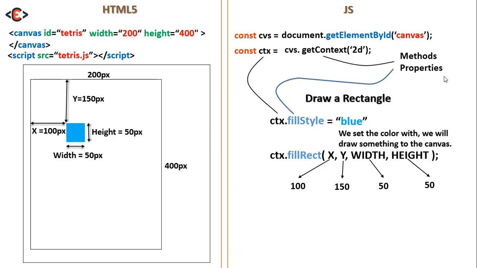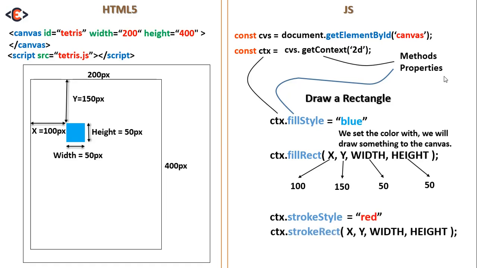Now we may need to add a stroke. The same thing: we define the stroke style, a color, red for example, and then we use strokeRect and we give it the same arguments as fillRect. In this case we will get a stroke on our rectangle.